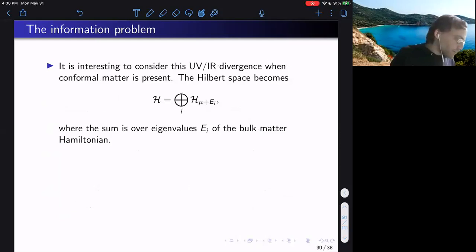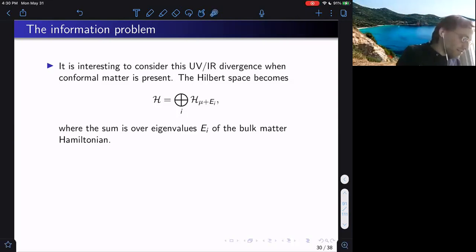Okay, so I'll just say one more thing and then I'm done. I mentioned that there's this UV or IR divergence. And something curious happens that one can see if one also includes conformal matter. So let me just quickly say what happens to the problem I mentioned at the beginning, this Lorentzian quantization problem, when I include conformal matter or really just any matter in the bulk.